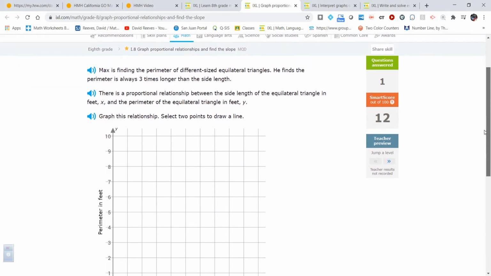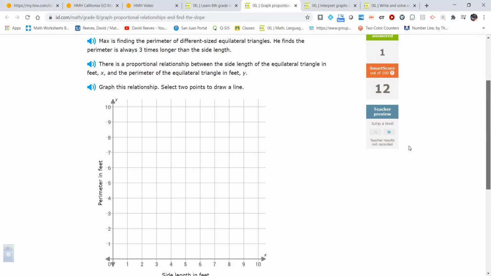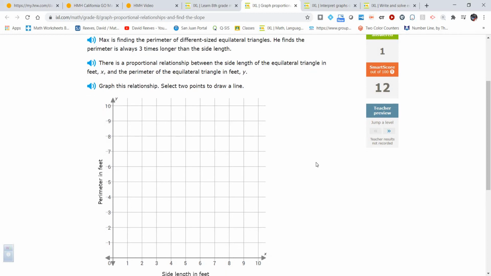All right, Max is finding the perimeter of different size equilateral triangles. He finds that the perimeter is always 3 times longer than the side length. So if it has a side length of 1, the perimeter would be 3, right? If it had a side length of 2, the perimeter would be 6, right? 3 would be 9, and so on. And you notice we get that constant rate of change. It goes through 0, 0, so this is a proportional relationship, right? The constant of proportionality would be 3 over 1, or 6 over 2, or 9 over 3, which also happens to be the rate of change.